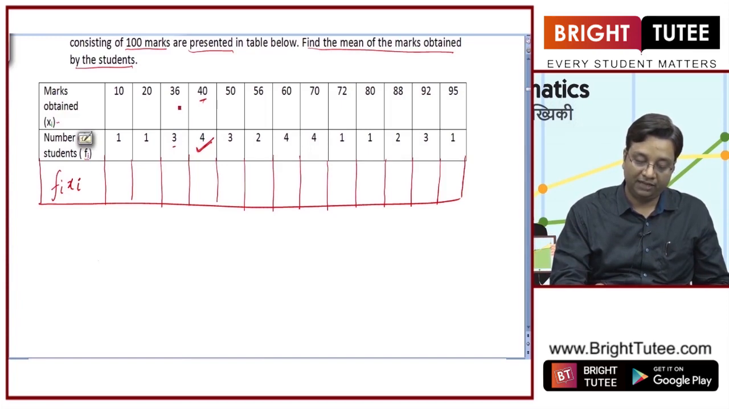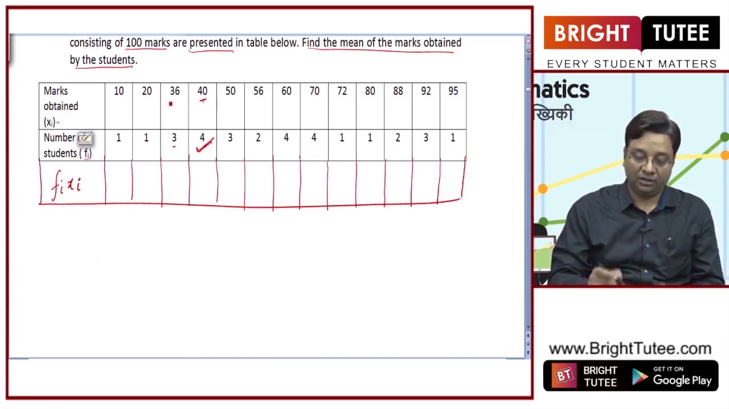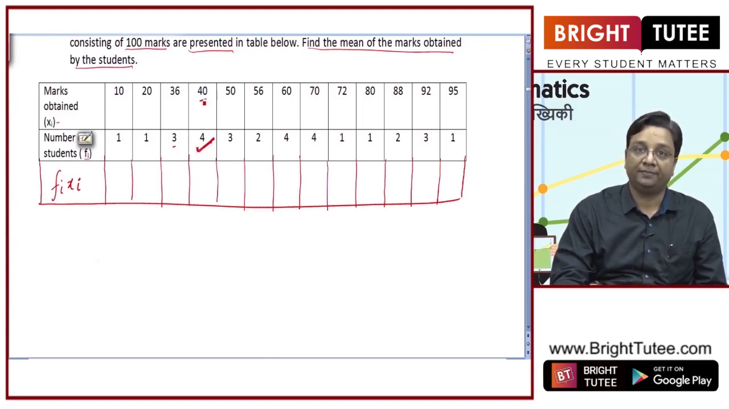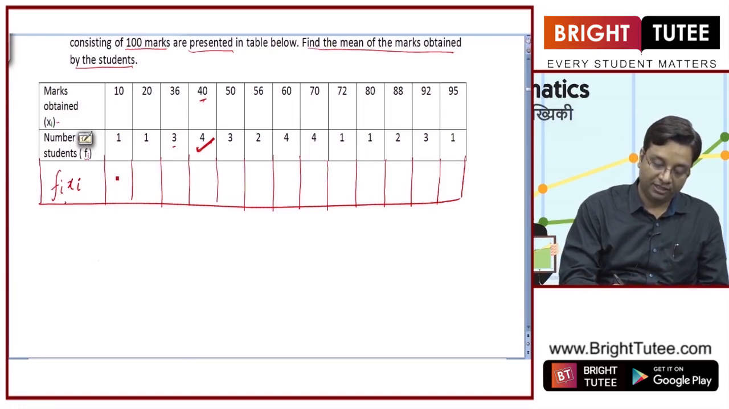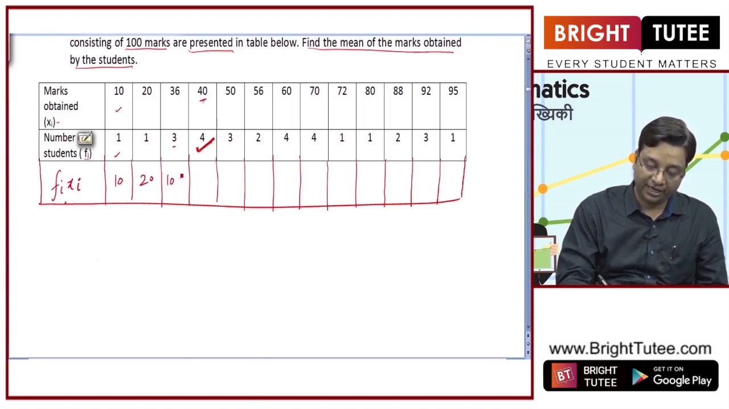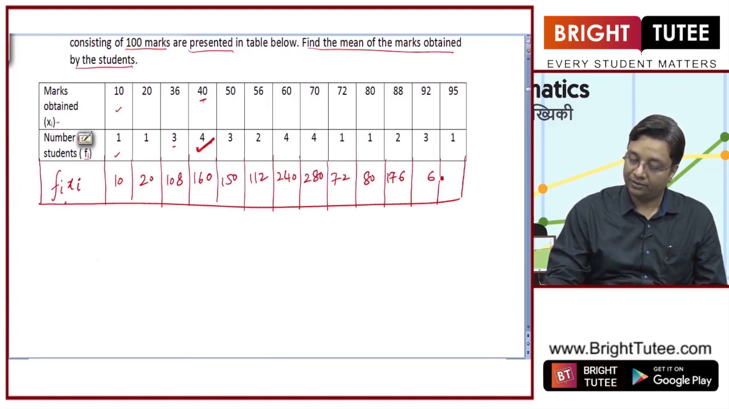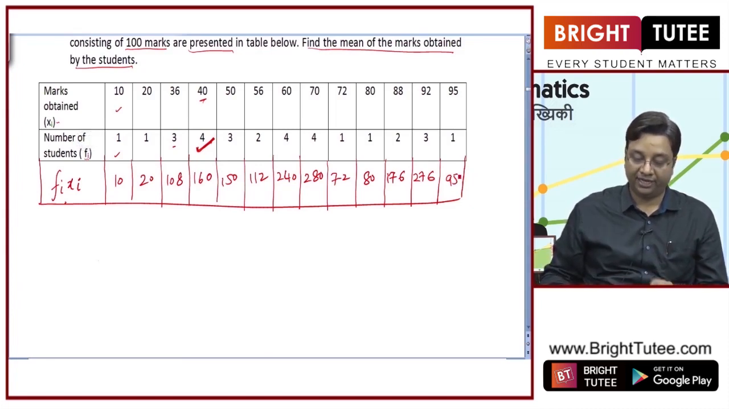For example, 3 students have obtained 36 marks. So what is the total that these have obtained? 36 into 3, which is fi into xi, right? What is the total marks obtained by these 4 students collectively? 4 into 40, that is fi into xi. So fi into xi for this is 10 into 1, that is 10, 20 into 1 is 20, 36 into 3 is 108, this is 160, 150, 112, 240, 280, 72, 80, 176, 276 and 95, right? So this is fi xi for us.